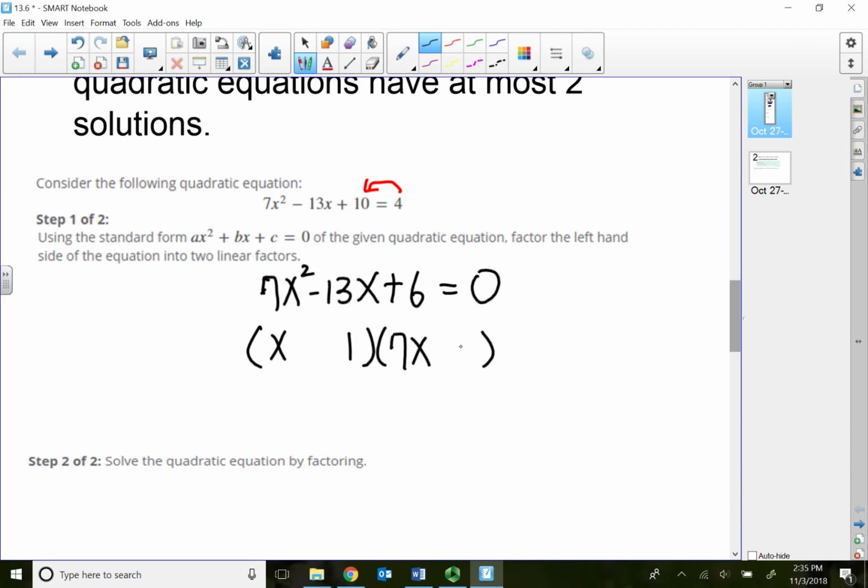Because if I put 1 here, 6 here, that means my outer is 6. My inner is going to be 7. And that can give me 13 in the middle if I add them.